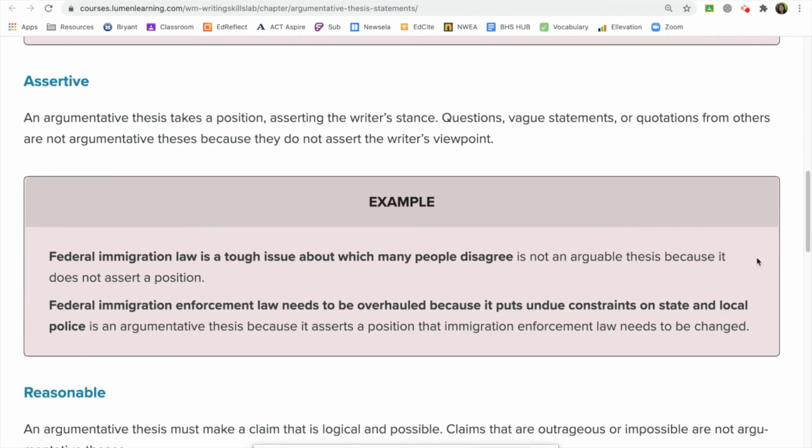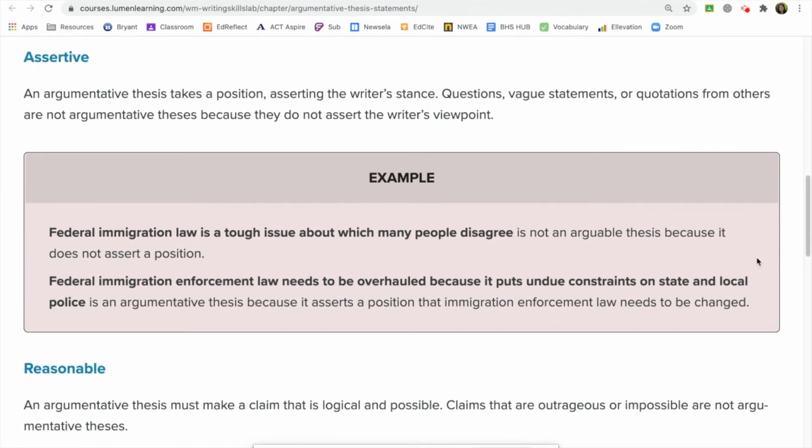The second criteria, it must be assertive. That means you must take a stance. You cannot be neutral anymore. Your research question was supposed to be neutral, but the thesis, you have to pick a side. Examples, federal immigration law is a tough issue about which many people disagree. So that person has not picked a side yet. Instead, federal immigration enforcement law needs to be overhauled because it puts undue constraints on state and local police. So here they've taken a stance that it needs to be overhauled.